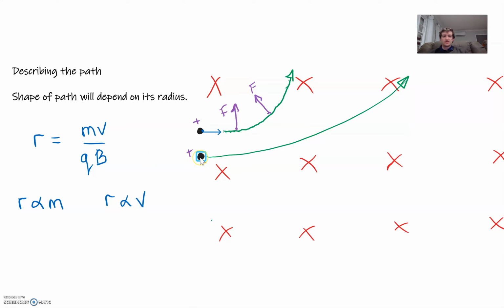Alternatively, this particle could have been traveling faster. Radius is directly proportional to the velocity of the particle. So this particle here with the larger radius could be traveling with a greater velocity.